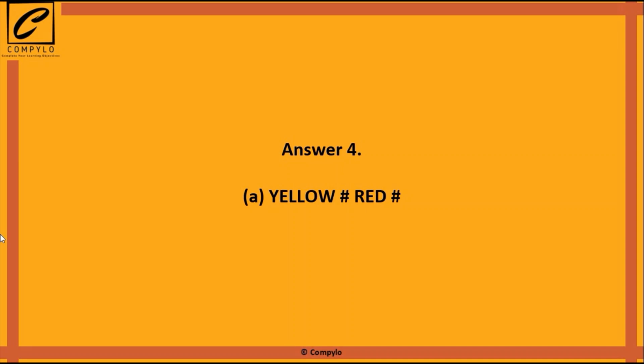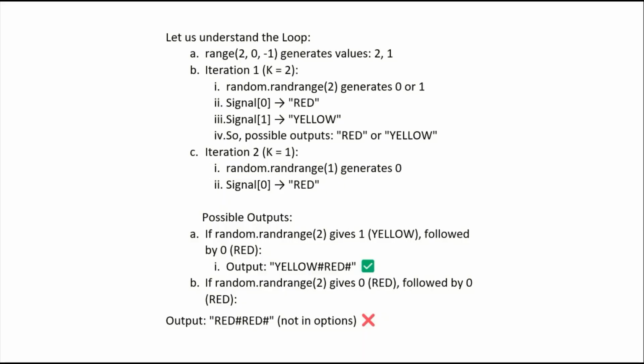Question number 4 is, what possible output from the given options is expected to be displayed when the following Python code is executed? The answer to this question is option A, yellow hash, red hash. Now let's understand the loop. At first, range(2, 0, -1) generates two values, which are 2 and 1.